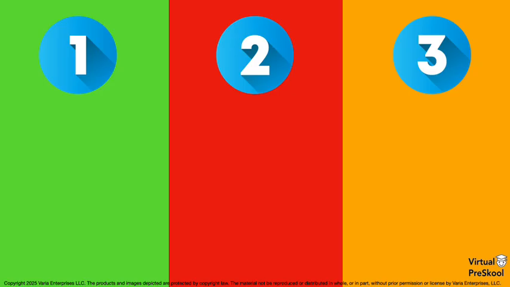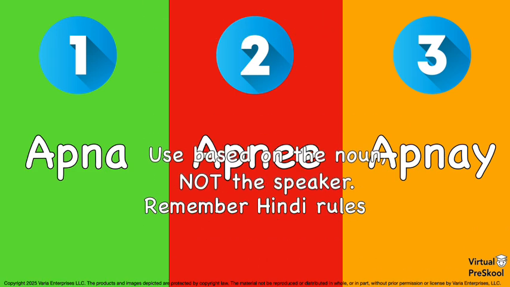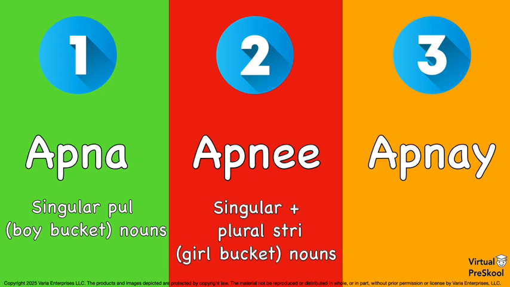So these are the three reflexive adjectives in Hindi. Apna, apni, and apne. We use these based on the noun, not based on the speaker. Use these based on the noun, not based on the speaker. Here's how to use each one of these. Use apna for singular pulling nouns. Use apni for singular and plural stri nouns. Use apne for plural pulling nouns. That's how you use them.